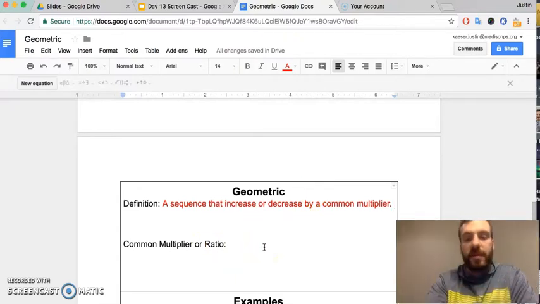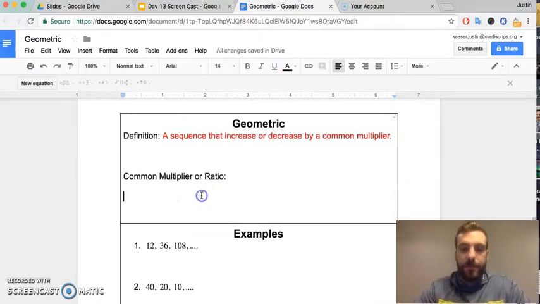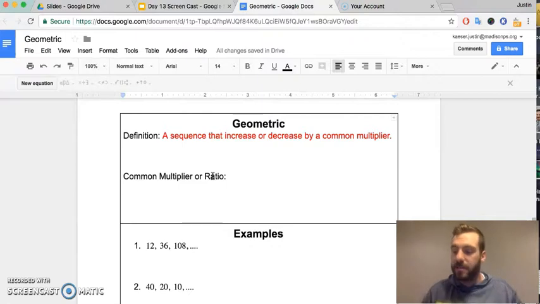Some teachers will use ratio, some teachers will use multiplier. We're going to use multiplier in our class just to talk about how it is increasing. So if I ask you how is the sequence increasing, what is the common multiplier, you'll know what it is. I'm going to try to rarely use common ratio, but we'll talk about it just in case you're working with a friend or something like that. He's talking about the common ratio, someone from another class. It's the same thing.